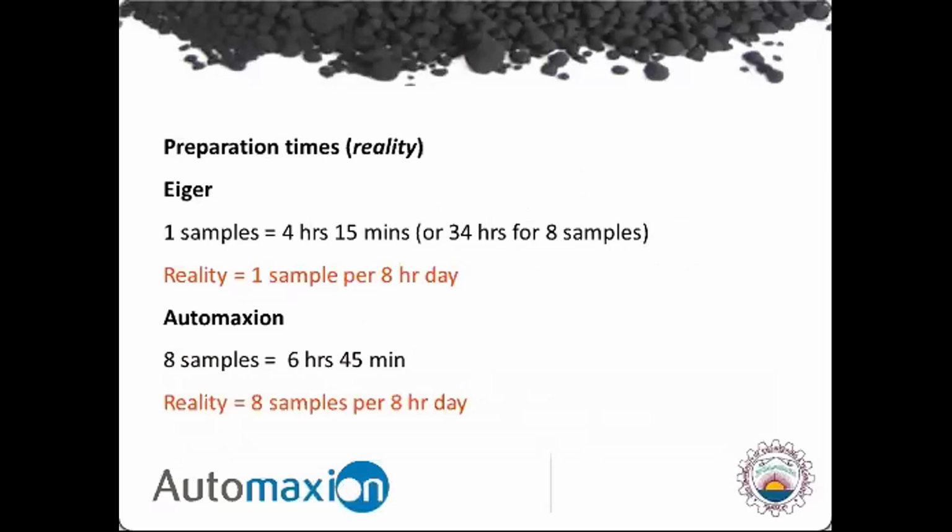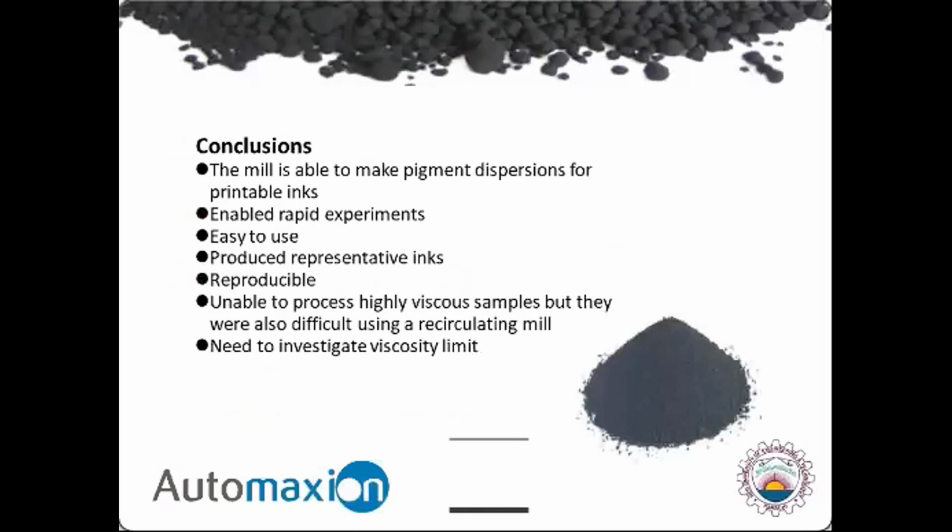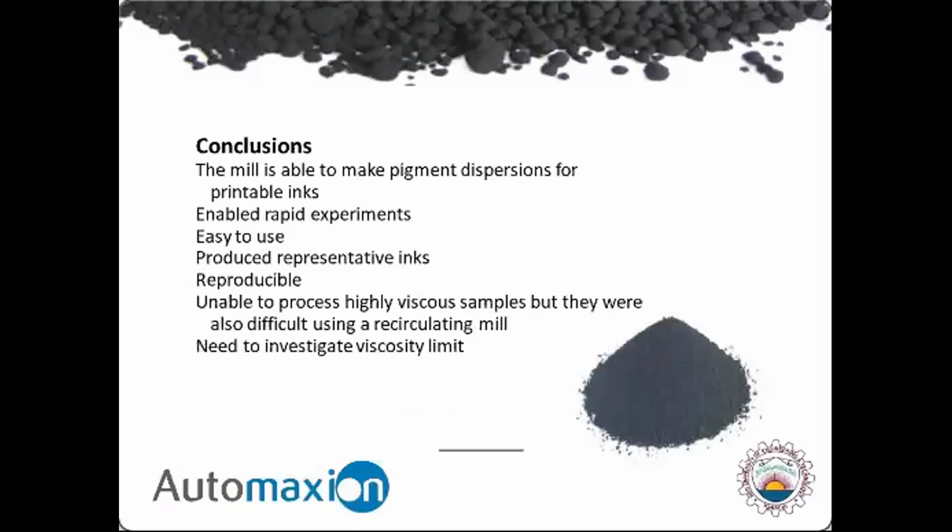So, in reality, over a working day, a recirculating bead mill enables only one sample to be prepared, whereas the Automaxion mill can process 8. These experiments show the Automaxion mill can rapidly make ink concentrates comparable with those using a conventional recirculating bead mill and is useful for ink and other dispersion experiments. What it cannot do is process very viscous or shear thickening samples that cannot move within the vials.